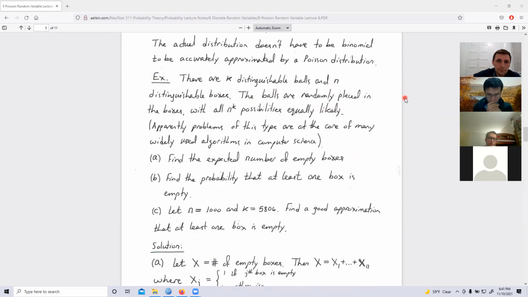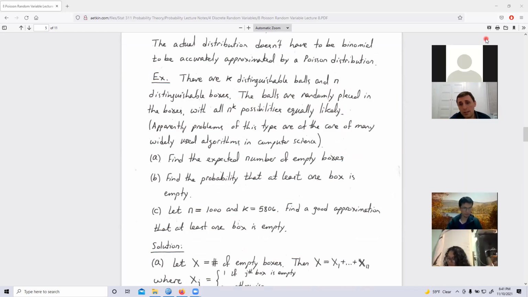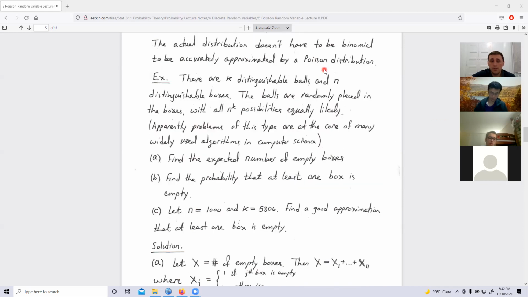Well, you might have to figure out np, right? There is some information that has to be given for you to realize what is n multiplied by p. So, for instance, here is the next example. Maybe it helps. So imagine that there are k distinguishable balls and n distinguishable boxes. The balls are randomly placed in the boxes with all n to the power of k possibilities equally likely.